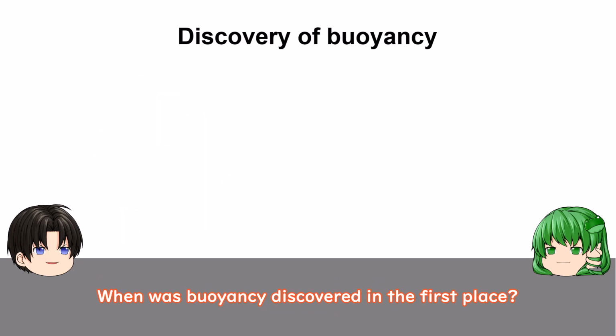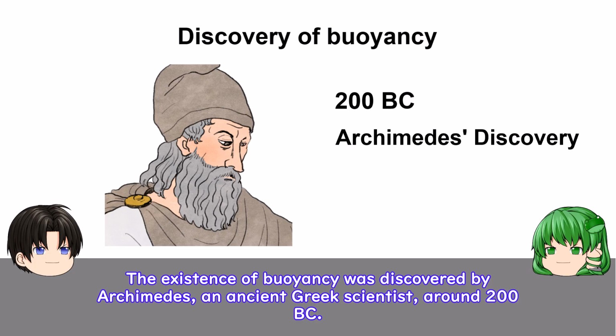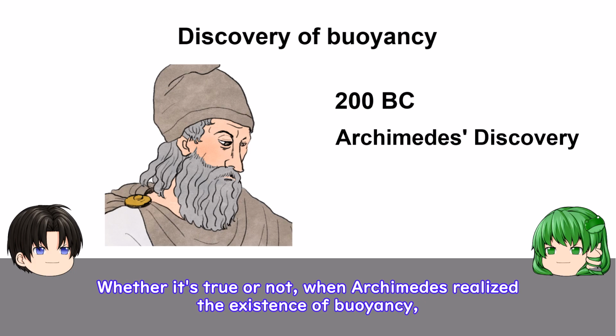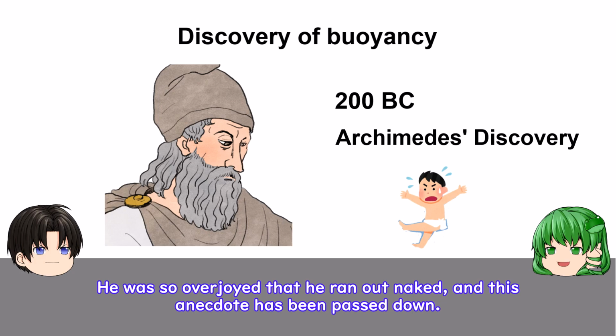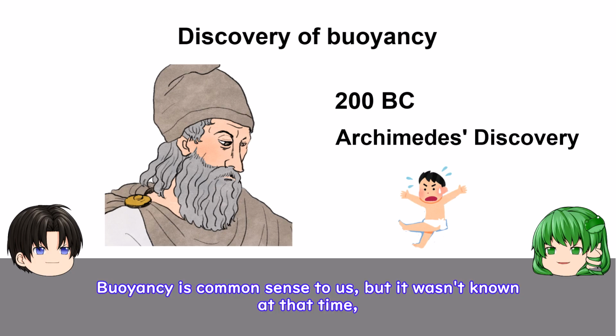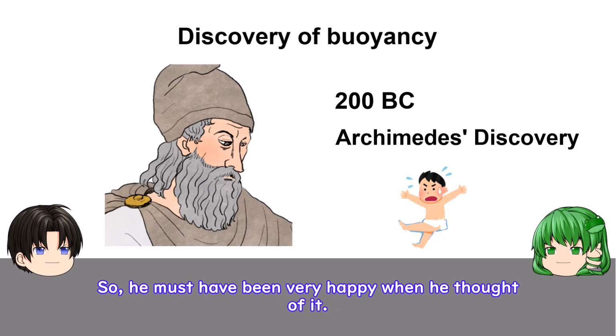I'm suddenly interested in buoyancy. When was buoyancy discovered in the first place? The existence of buoyancy was discovered by Archimedes, an ancient Greek scientist, around 200 BC. It seems Archimedes came up with the concept of buoyancy when he saw water overflowing from his bathtub as he got in. Whether it's true or not, when Archimedes realized the existence of buoyancy, he was so overjoyed that he ran out naked, and this anecdote has been passed down. If you did something like that today, you'd be caught in an instant. Buoyancy is common sense to us, but it wasn't known at that time, so he must have been very happy when he thought of it.